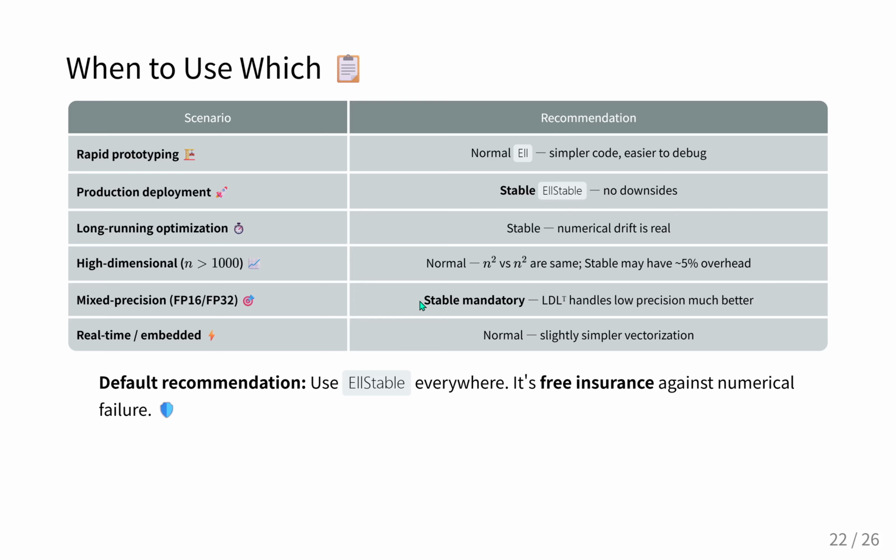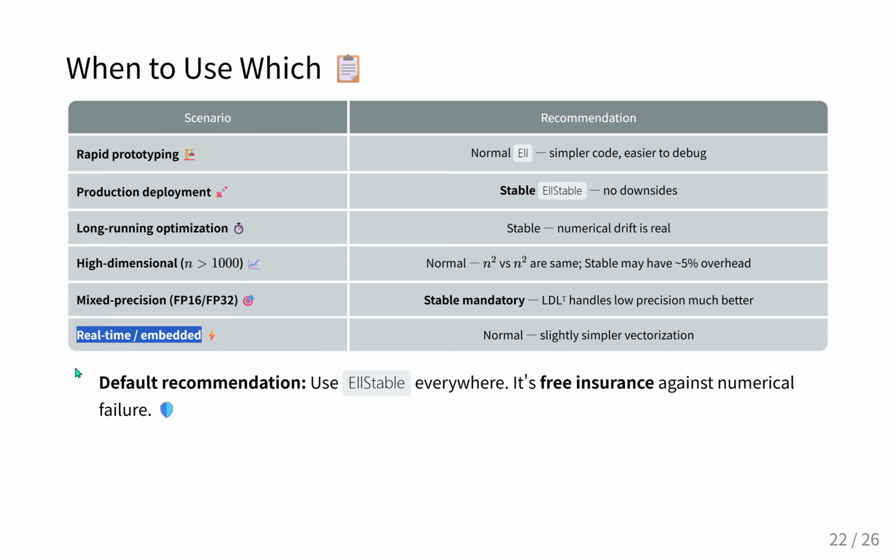There are a few very specific scenarios where normal is still recommended. First, for rapid prototyping. If you're just hacking together a quick proof of concept, the normal code is mathematically simpler. It's much easier for a human to write, read, and debug. Exactly. It also mentions real-time or embedded systems. If you're coding for a tiny microchip inside, say a smart thermostat, the normal method has slightly simpler vectorization. Which can sometimes play nicer with heavily constrained low-power hardware.